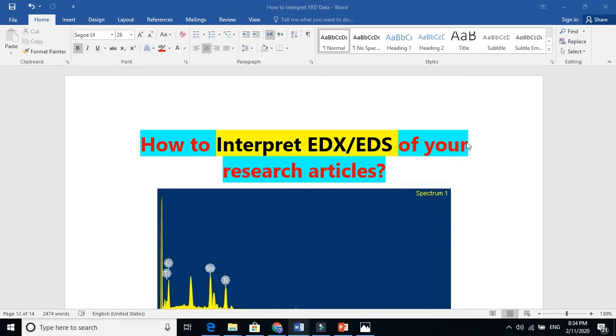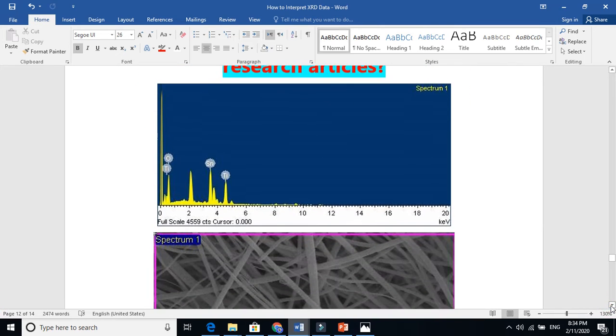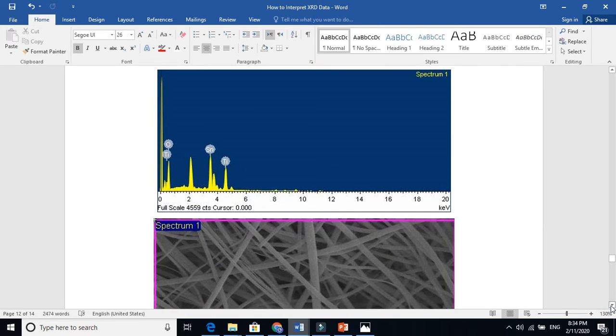In this video, I'm going to talk about how to interpret an EDX or EDS spectrum in your research article. For example, how to interpret it and how to write about it. This is the spectrum of EDX or EDS. It basically shows elemental composition.